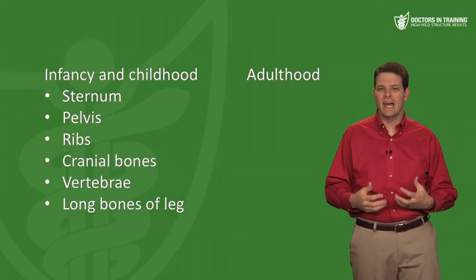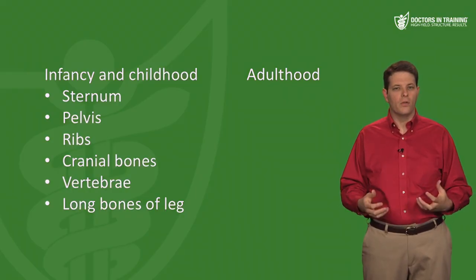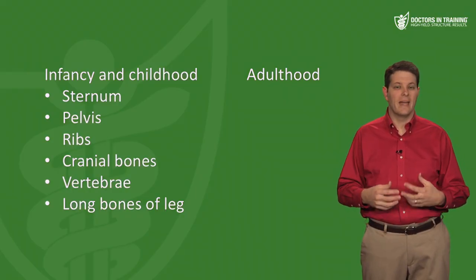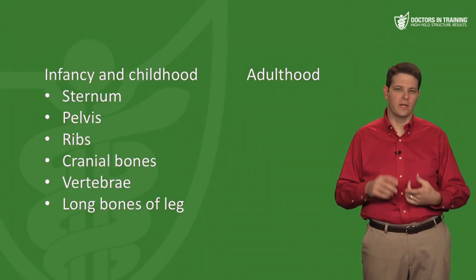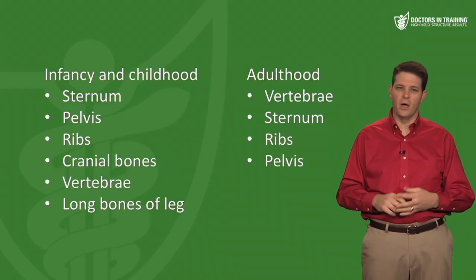And then around late adolescence or early adulthood, those long bones become quiescent, and you're basically left with the axial skeleton throughout the rest of adulthood. So again, vertebrae, sternum, ribs, and pelvis.